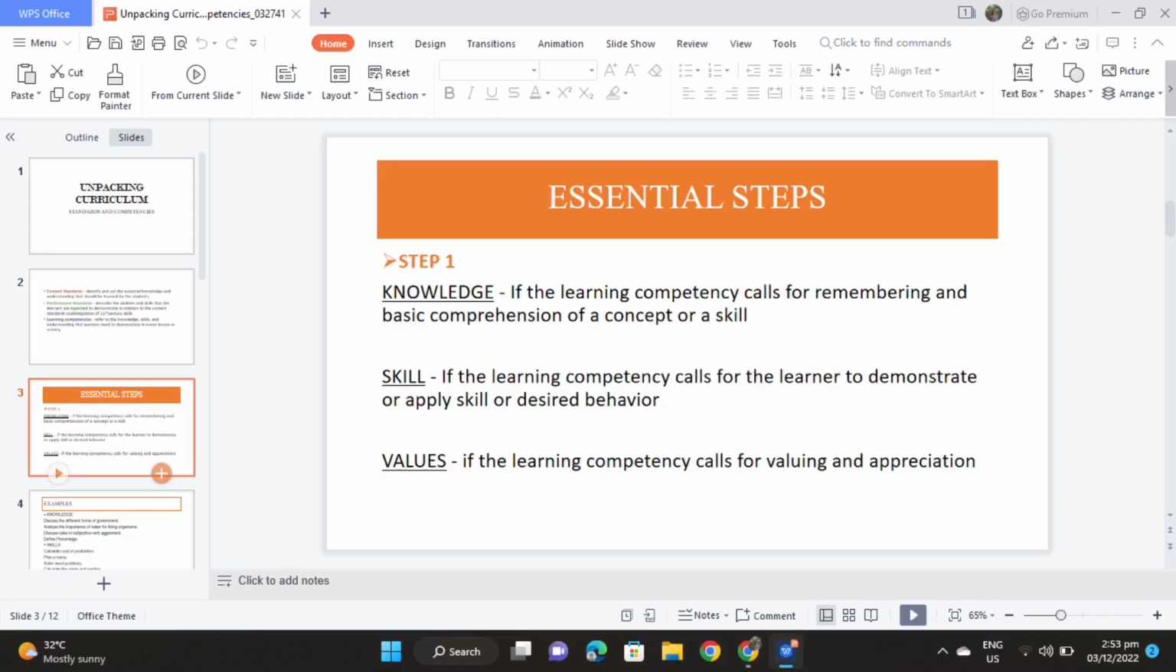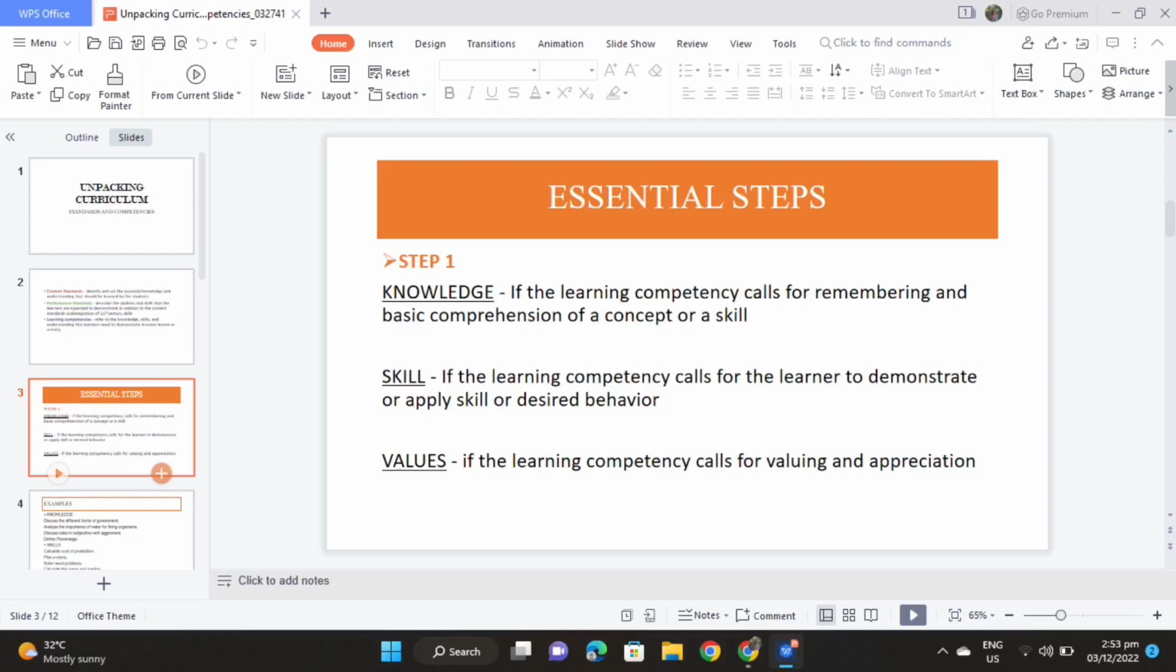There are several essential steps of unpacking curriculum, but in my part, I will discuss step 1. Step 1 classifies standards as knowledge, skills, and values. Knowledge is when the learning competencies call for remembrance and basic comprehension of a concept or a skill. Skill is when the learning competencies call for the learner to demonstrate or apply skills or desired behavior. Values is when the learning competencies call for valuing and appreciation.